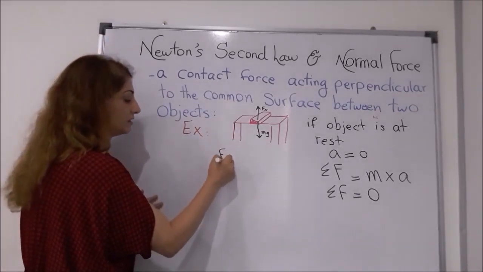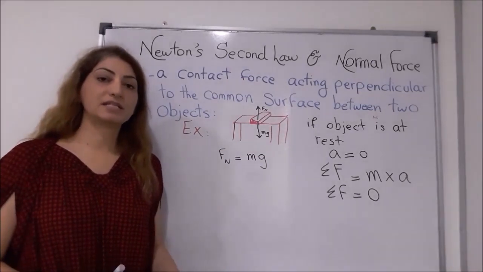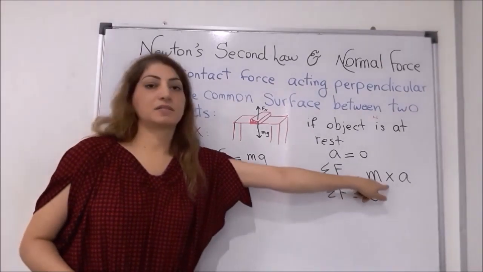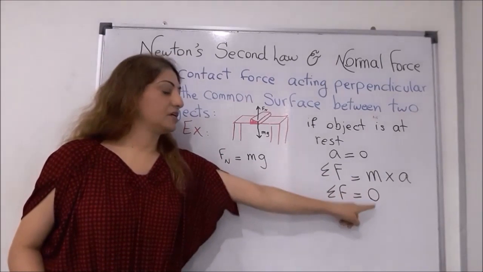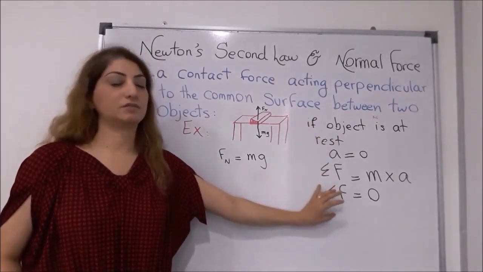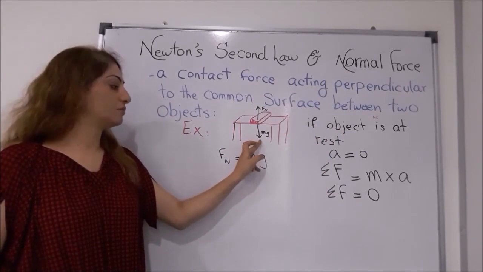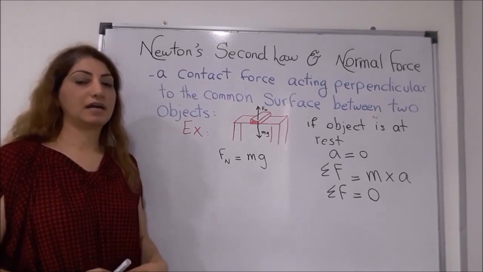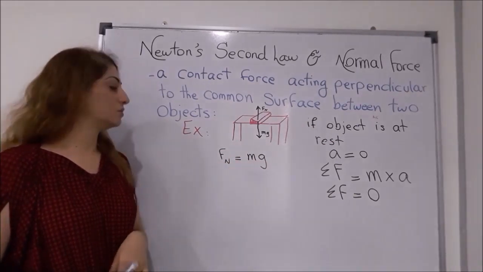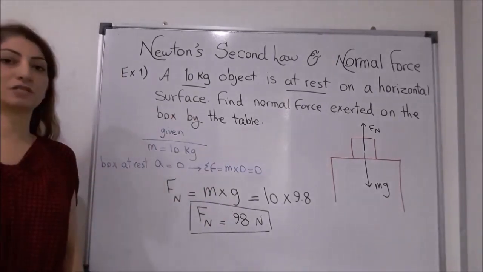It means that F normal equals mg. So if the object doesn't move, or it is at rest, there is no acceleration because there is no resultant force. So the sum of the forces, mass times acceleration, is zero. So there is no net force here, so there is no acceleration. Or we can say that because there is no acceleration, there is no net force. So how can we find the normal force? It means that the normal force and the weight of the object should be the same size, but of course in the opposite direction. So if you find the weight of the object, which is mass times gravity, you can find the normal force here.